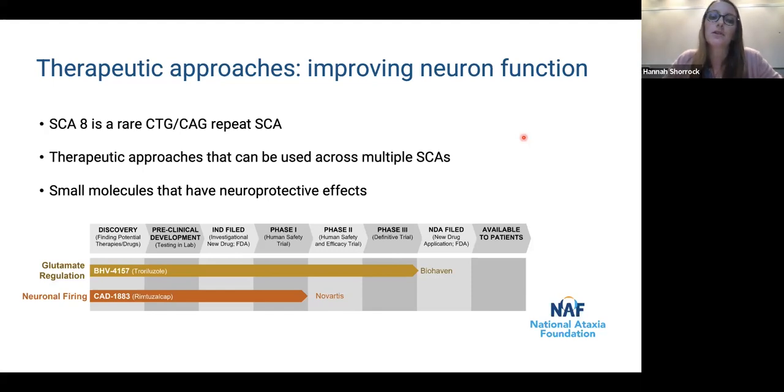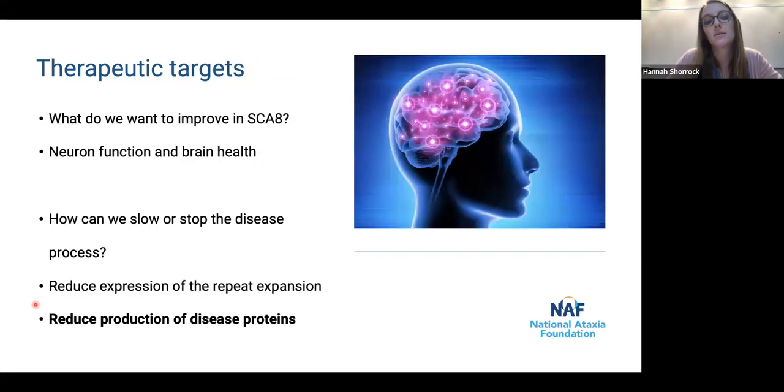therapies that improve neuron function. Here we have 2 clinical trials that use small molecules that have a neuroprotective effect. This is also from the National Ataxia Foundation website. The trial that was on the previous table is this one here, where we're looking at regulating glutamate with a compound called troriluzole. And there's another one here that looks at regulating neuronal firing. Trials like this, where they take multiple types of spinocerebellar ataxias, will really help to move therapies forward for some of the rarer or less studied SCAs, such as spinocerebellar ataxia type 8.